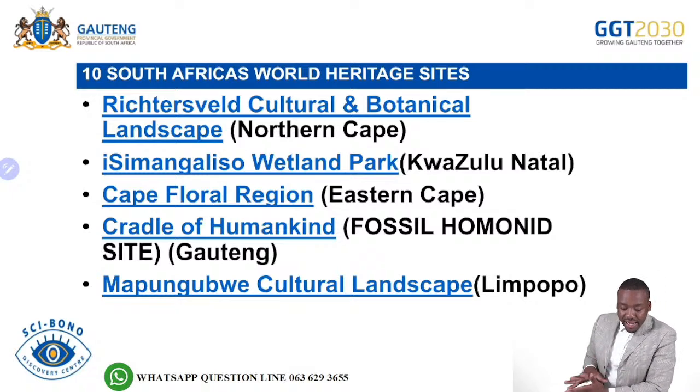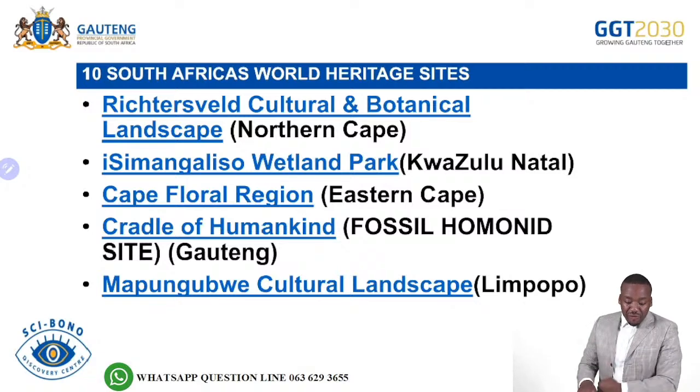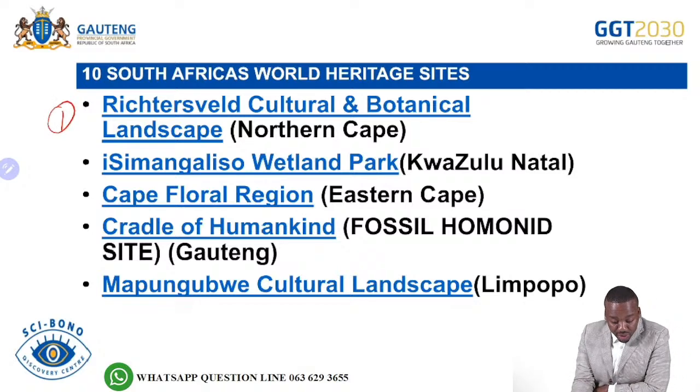Now, these are the names of the World Heritage Sites that we have in South Africa that we are going to be looking at. Remember, I said the spelling must be correct. You must also know the location. The first one that we have, we're going to look at Richtersveld Cultural and Botanical Landscape. And this one we are saying it is located in the Northern Cape Province.